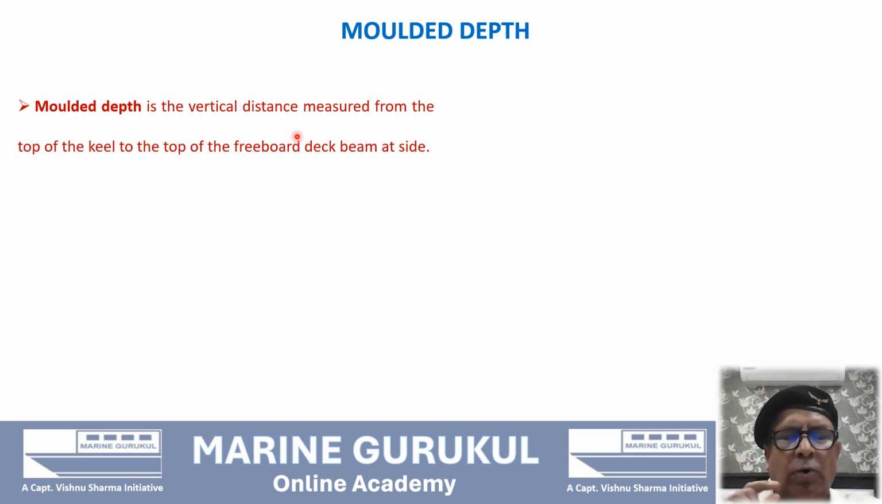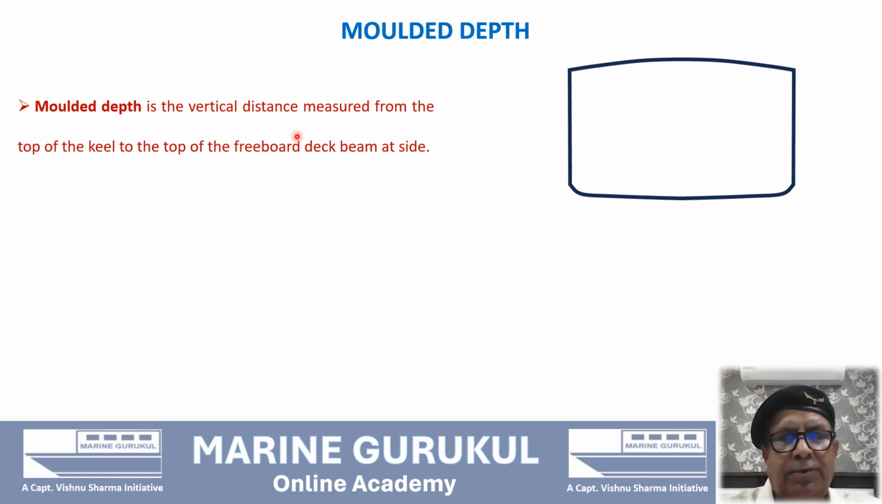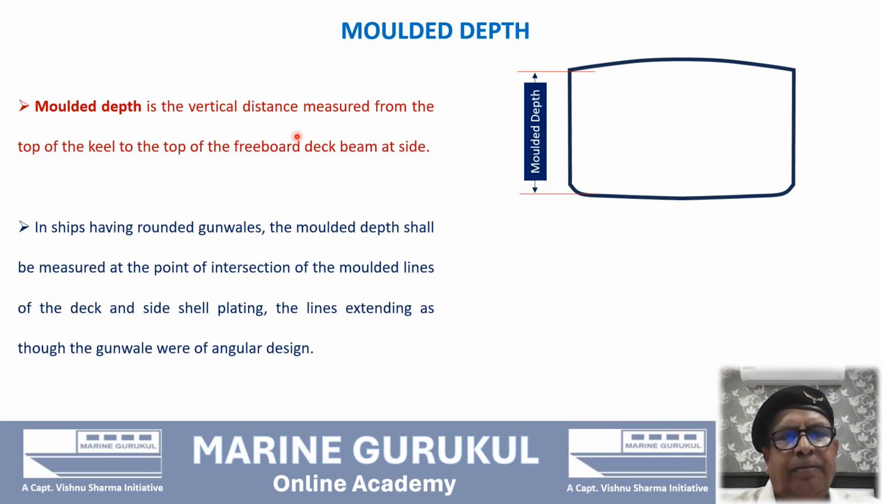Which means in molded depth, the thickness of the keel plating and the thickness of the deck plating shall not be included. As you can see in this diagram, we have red lines representing the top of the keel plate and the top of the freeboard deck beam or the underside of the deck plating on the side, and the vertical distance between them is the molded depth.